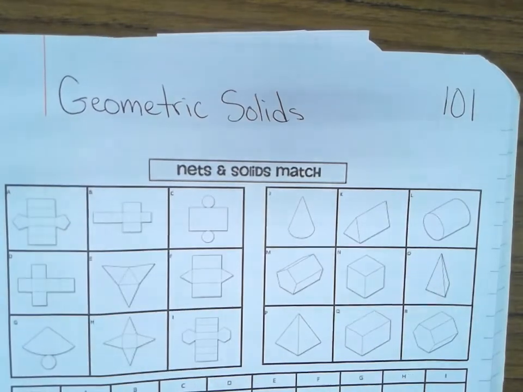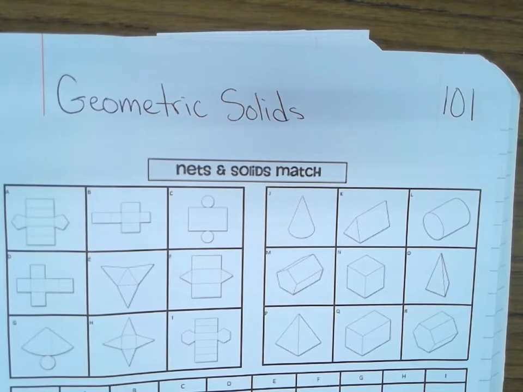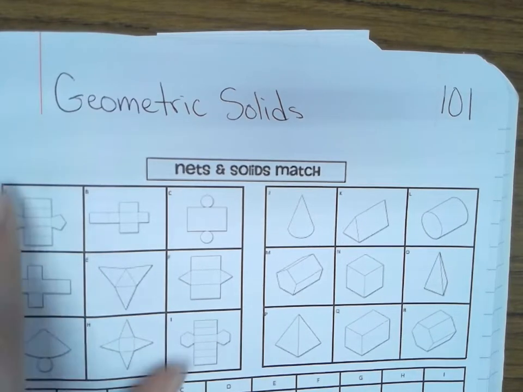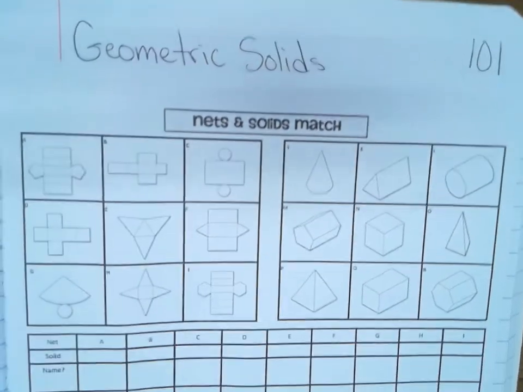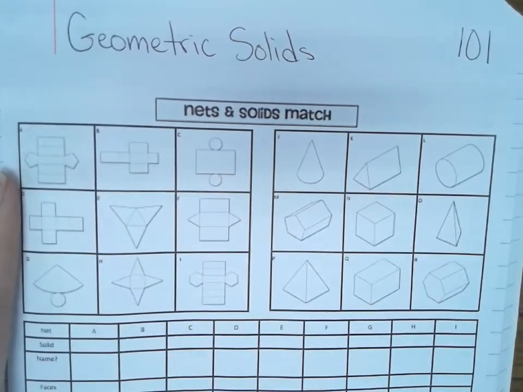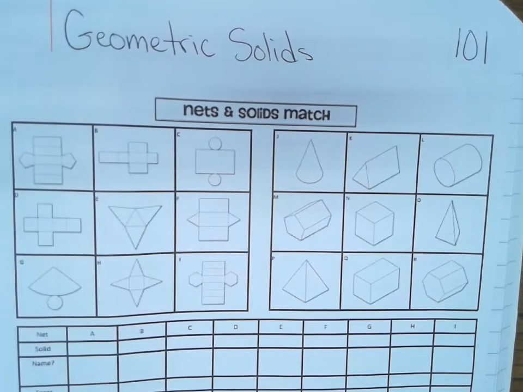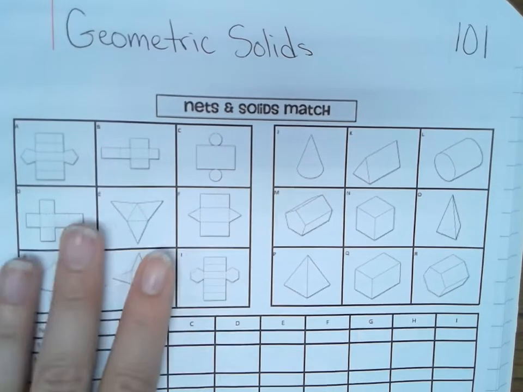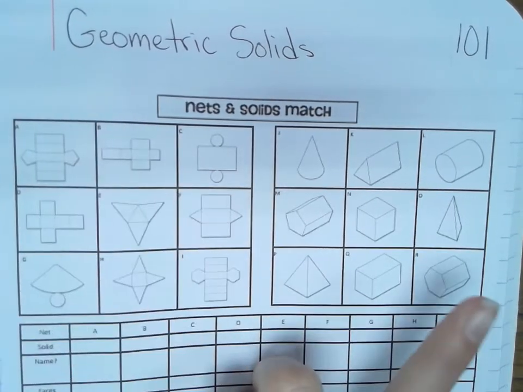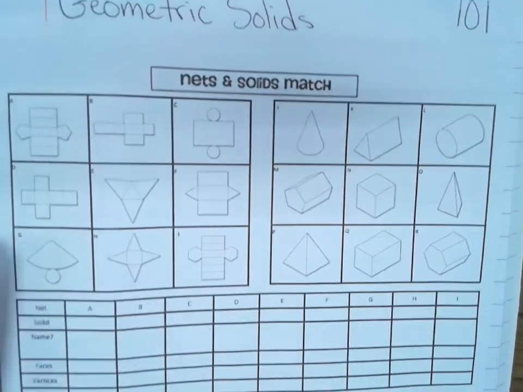Okay, we're going to be matching a net with the geometric solid. And you should have already pasted this in your math journal. But all a net is, is a geometric figure with all the sides kind of squished flat. So here we're going to be comparing their nets to their figure and which one makes it up.